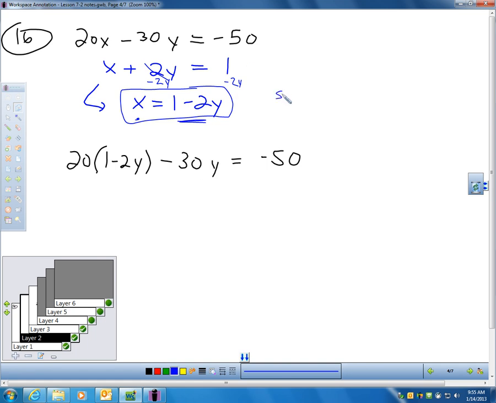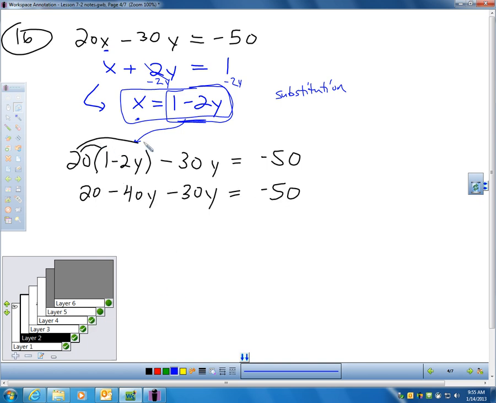Remember, here comes that word substitute again. That's why they call this substitution. I can substitute 1 minus 2y in for x in the black equation, because x and 1 minus 2y are the same thing. They're equal. So I'm going to take 1 minus 2y, and I'll substitute it in for x. So I have 20 times the 1 minus 2y minus the 30y equals negative 50, and now I can simplify and solve. So simplify means distribute here first.